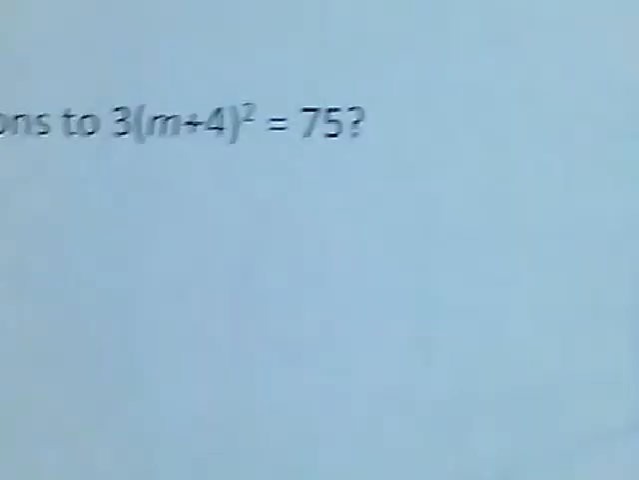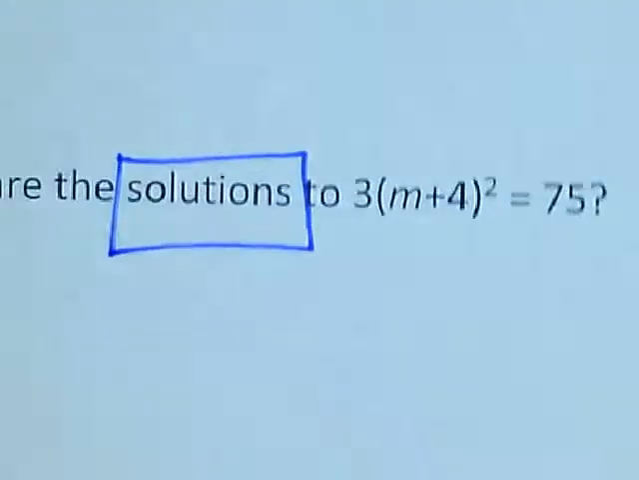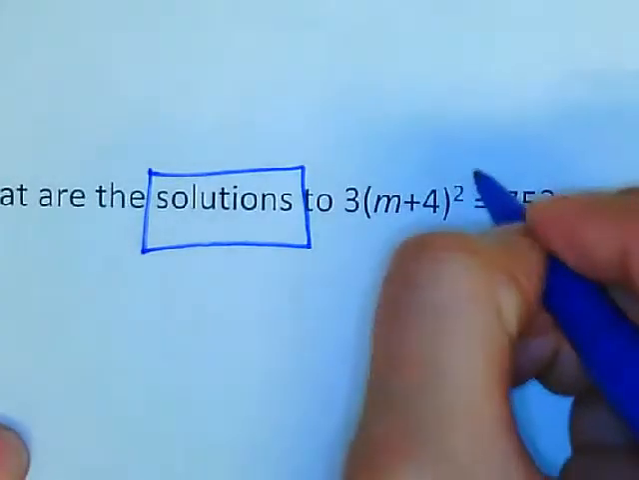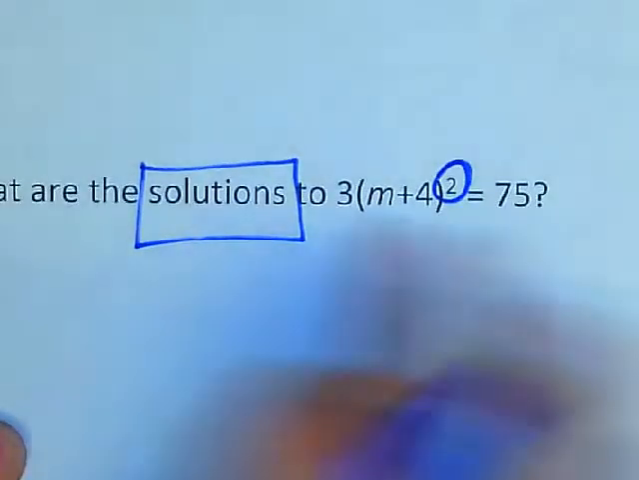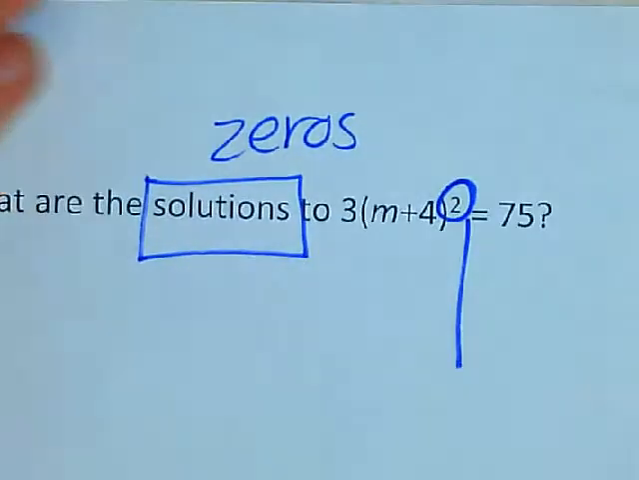Sometimes you don't have the drawing. Sometimes you have an equation. Okay? Here they're asking me, every time I see the word solutions and a square in an equation, that means that I'm looking for the zeros. So here I could graph them, but I first have to set it equal to 0. So I'm going to get a calculator.